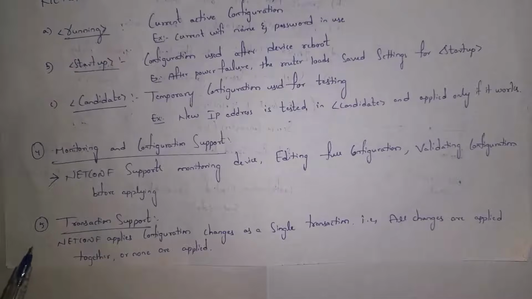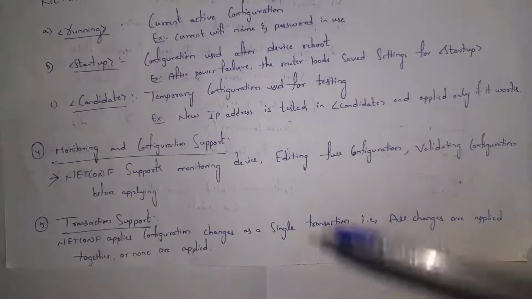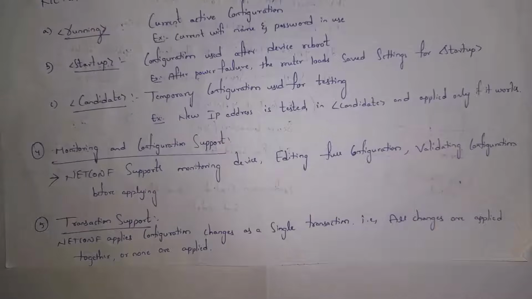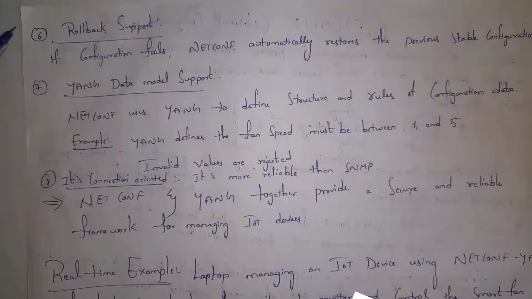And fifth one is transaction support. Transaction support means either all devices need to be updated or no device need to be updated. All or none. If some device got updated and if some other devices did not get updated, then network failure may occur. So Netconf applies configuration changes as single transaction. That is nothing but all devices need to be updated or no device need to be updated. All or none. And sixth one is rollback support.